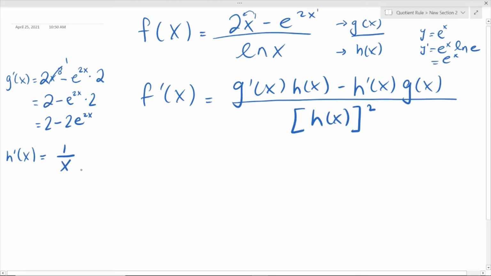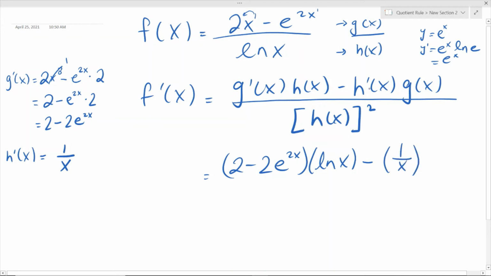So we have found the derivative of g of x and h of x. And now we're just going to plug them in. So g prime of x, we have to plug in here. So it's going to be 2 minus 2 times e to the exponent of 2x. Plug that in here. H of x is ln x, so writing that in. Minus h prime of x, which is 1 over x. So I'm going to write that in for this h prime of x.